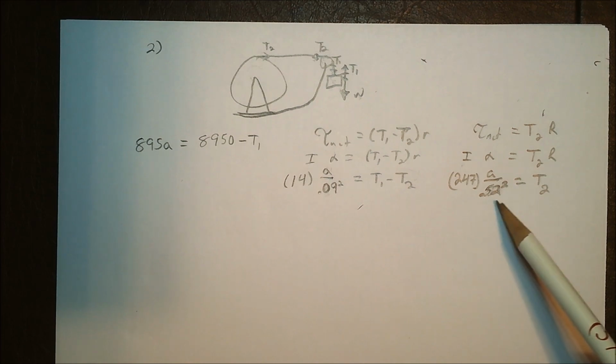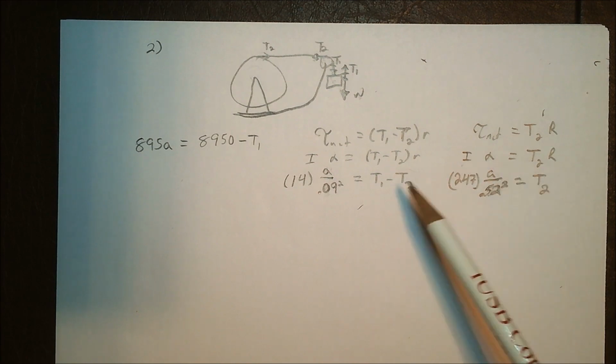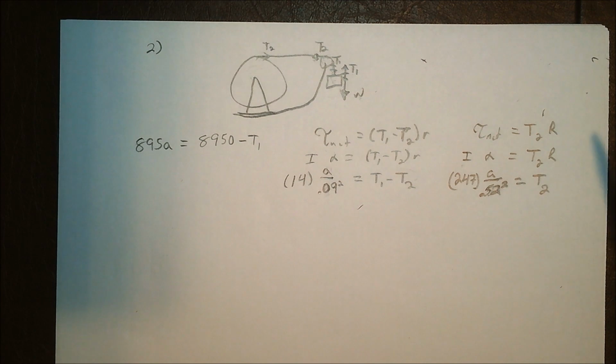So now if you notice, I have a positive T2, negative T2. I have a positive T1, negative T1. So if I add all of these equations together, I'll cancel out the tensions. So why don't you go ahead and solve for A, pause the video until you get your answer.